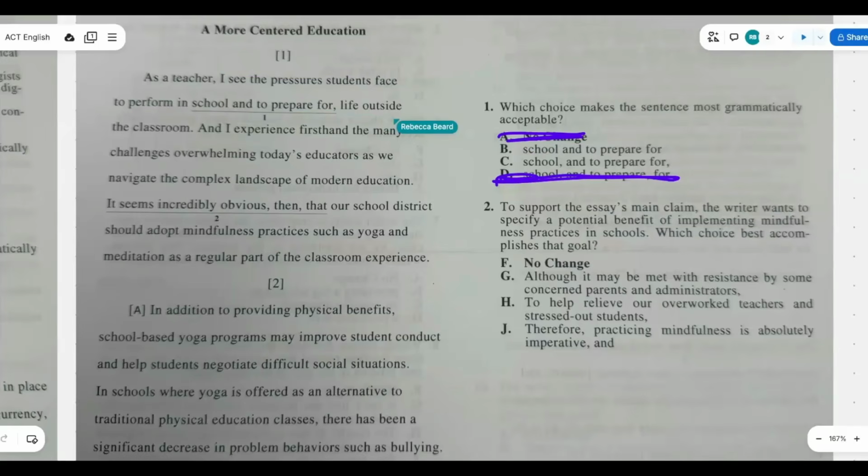As a teacher, I see the pressure students face to perform in school and prepare for life outside of the classroom. You really don't need a comma anywhere else except in that little intro, and this answer is going to be B. One thing to also keep in mind, and a big red flag, is whenever you see a comma, and I meant to mention this earlier, that's also going to equal a period or a semicolon.